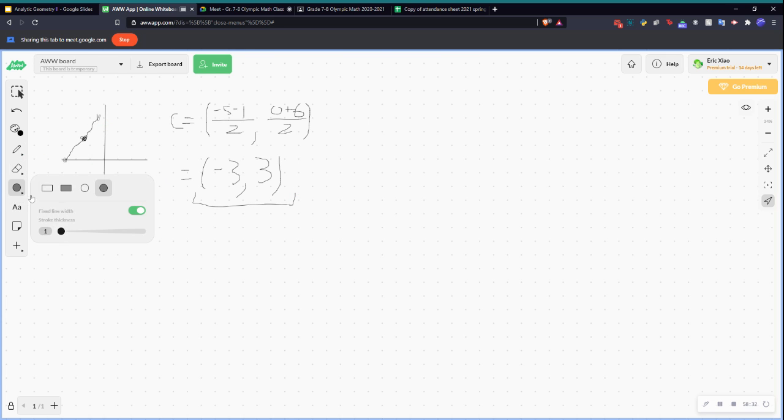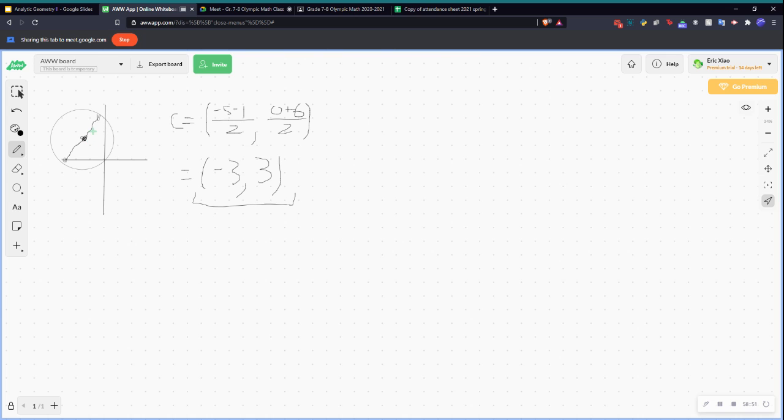I'll also draw out this circle, because why not? I'm trying to estimate it right here. That's a little bit better. All right, so this is what the circle would look like, kind of.